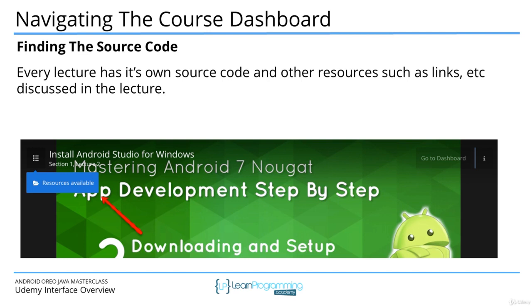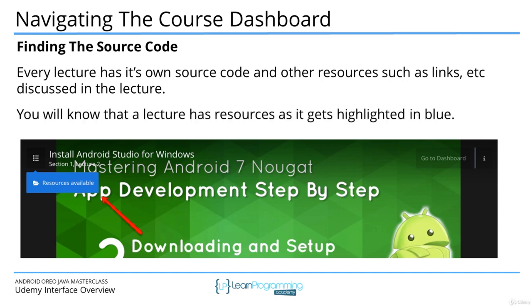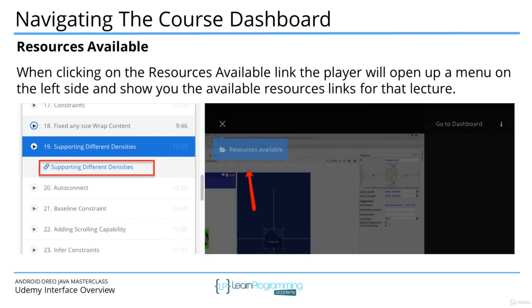Every lecture has its own source code in this course, as well as other resources that are appropriate to that lecture, links, etc. that have been discussed in that lecture. If you want to grab the source code for any lecture, you can do so by clicking on the resources section of this video. You can see the resources box in the left-hand corner, and it's highlighted in blue to tell you that there are some resources there for you to look at and to download as appropriate. When clicking on that resources available link, the player will open up a menu on the left hand side and show you the available resource links for that lecture.